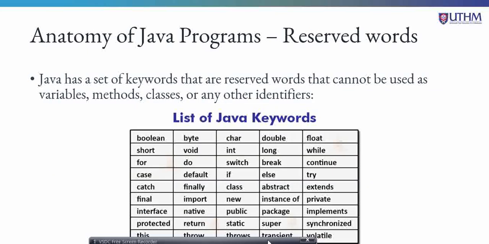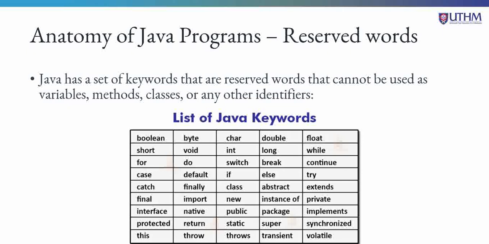Next is reserved words. Java has a set of keywords. They are reserved words that cannot be used as variables, methods, classes, or any other identifiers. So most of the reserved words are basically the same as you can find in other programming languages.